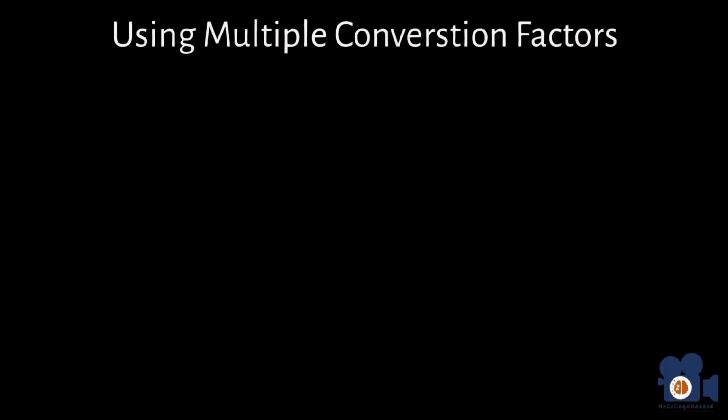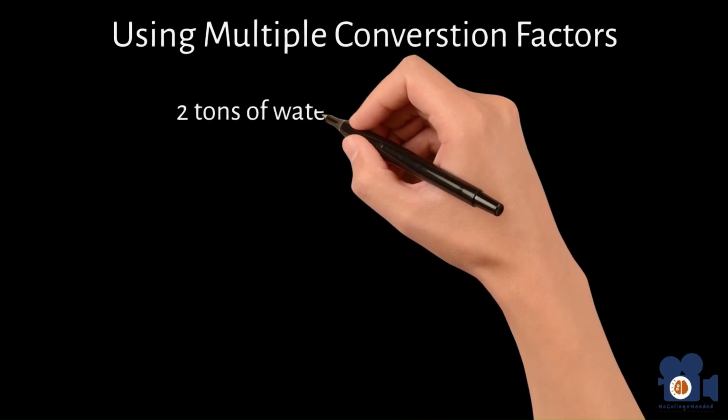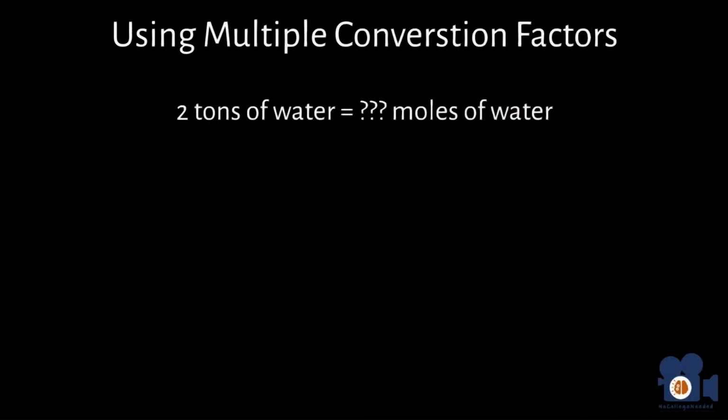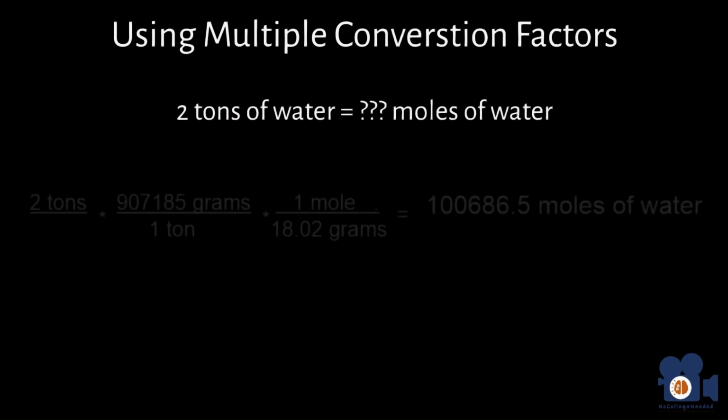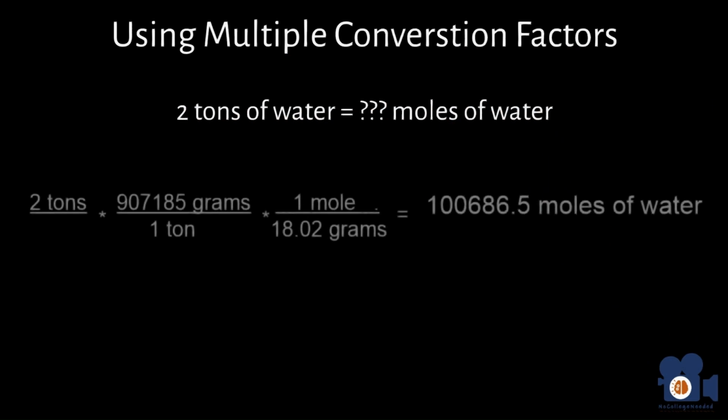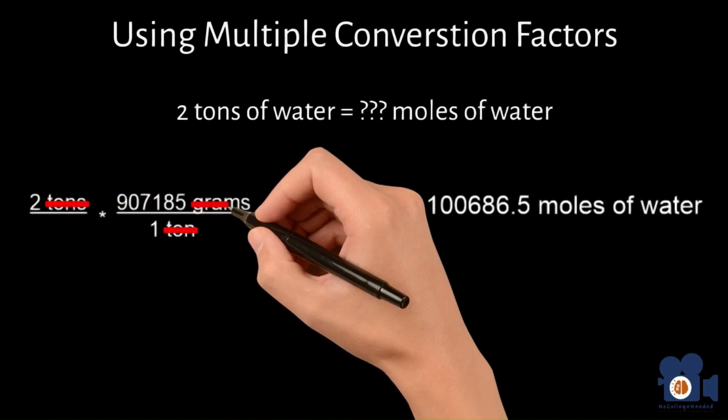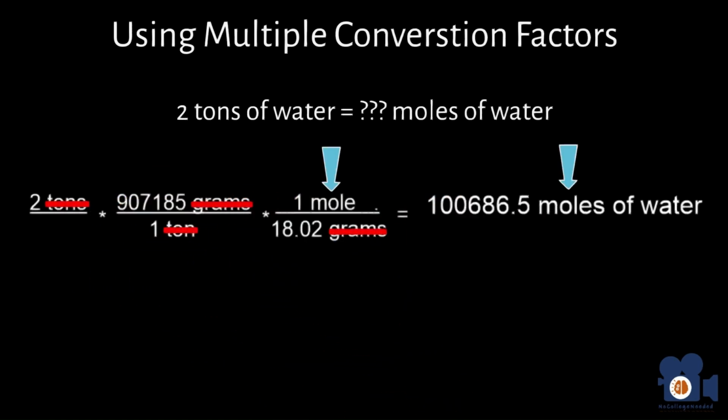This can also be done using 2 or more conversion factors. For example, converting 2 tons of water to moles of water. To do this, you multiply the 2 tons by 907,185 grams per 1 ton divided by the 18.02 grams in 1 mole to equal 100,686.5 moles of water. The key behind the dimensional analysis is to make sure that the units cancel out correctly and that you're using correct conversion factors.